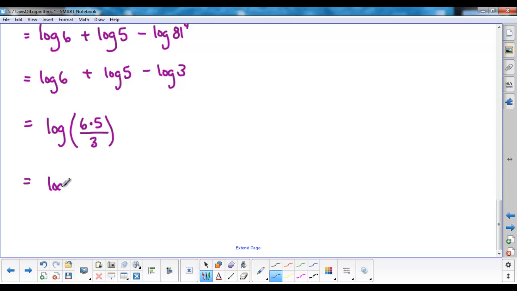So 6 times 5 is 30 divided by 3 gives us 10, and again, because we aren't writing an actual number here, it's implied that this is base 10, so 10 to the power of something will give me 10, and the answer here would just be 1.